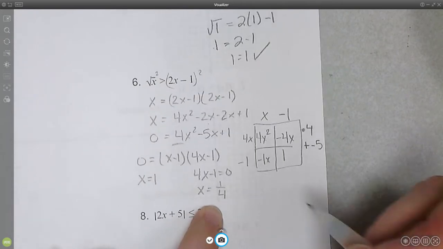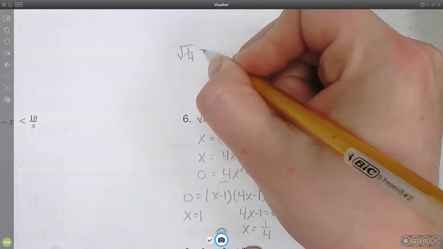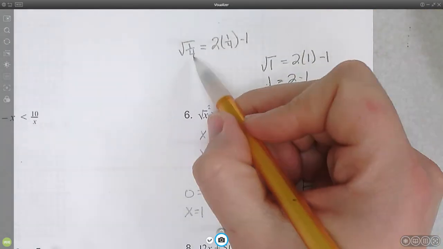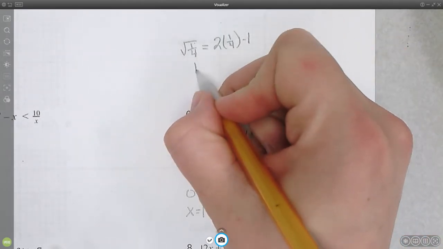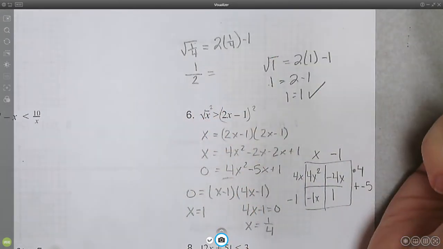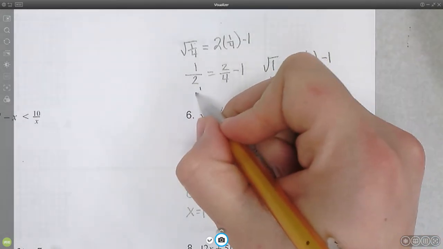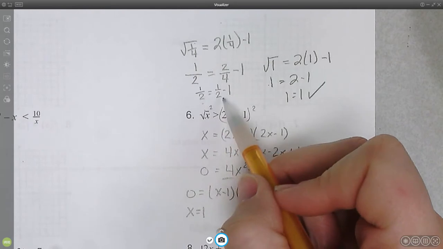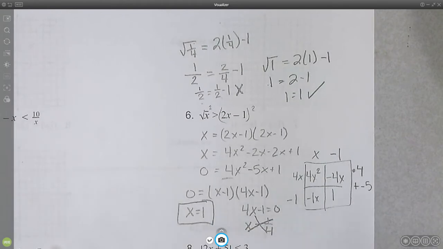Let's try 1/4. I'll put it up here. So square root of 1/4 equals 2 times 1/4 minus 1. To take the square root of a fraction, you just take the square root of the top and the bottom. So square root of 1 is 1, square root of 4 is 2, so that's 1/2 equals 2/4 minus 1. So this is already 1/2 equals 1/2 minus 1. This is going to be a positive half, this is going to be a negative half. So this does not work. This answer is not a solution. Your only solution is x equals 1.